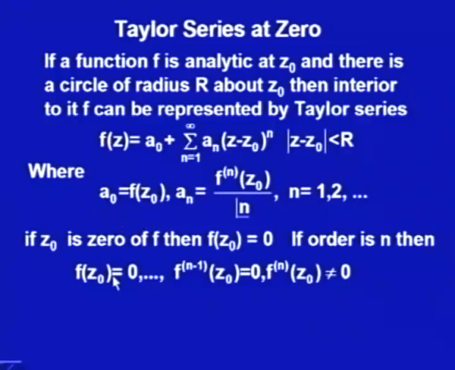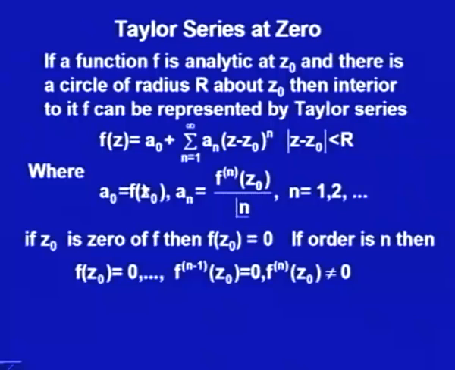What it says is f z naught is 0 means a naught is 0, f dash z naught is 0 means a 1 would be 0, and so on. I would get all of a 1, a 2 till a n minus 1 to be 0, because a n involves the nth derivative of f at z naught. All of them would be 0, but a n would not be 0, because a n is the nth derivative of f at z naught divided by factorial n. So, this will not be 0.